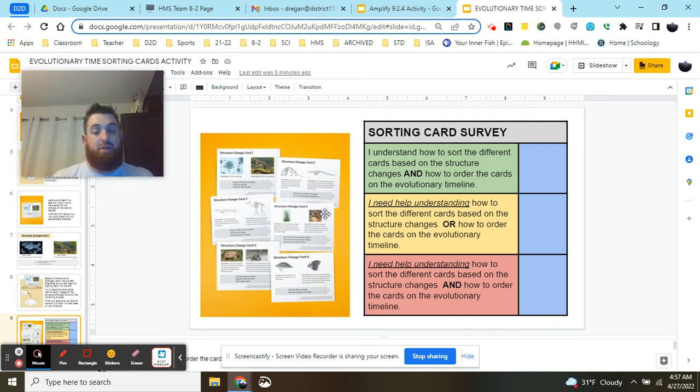Ask yourself, do we understand how to sort the different cards based on the structural changes? And do we understand how to order them within our evolutionary timeline? So do I understand how to figure out how much time I think has passed between the changes? Do I understand how to put them in order of that length? If so, go ahead and put your X where you fall. If not, reach out and good luck.